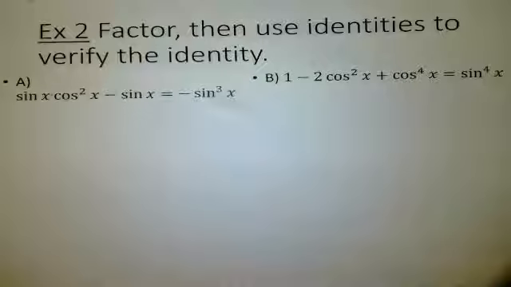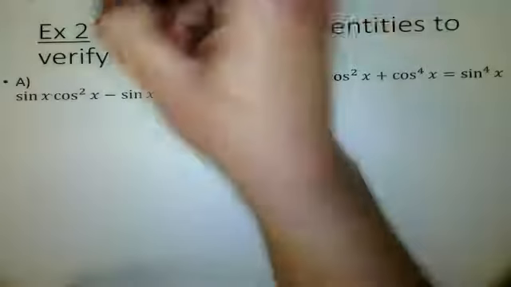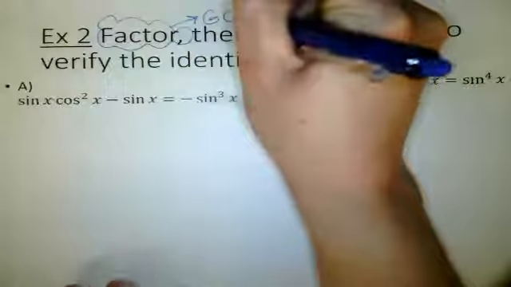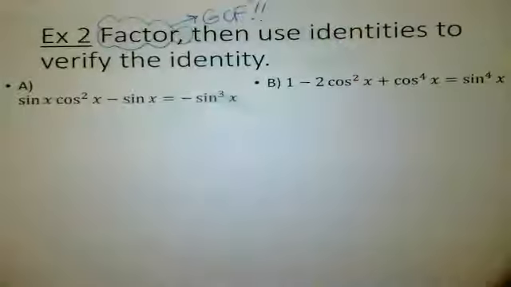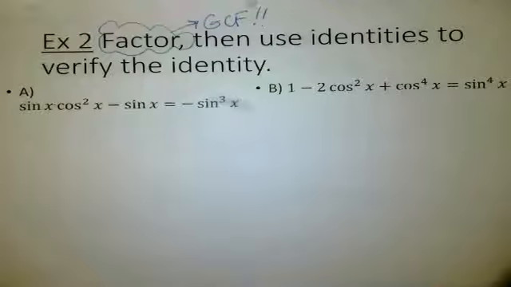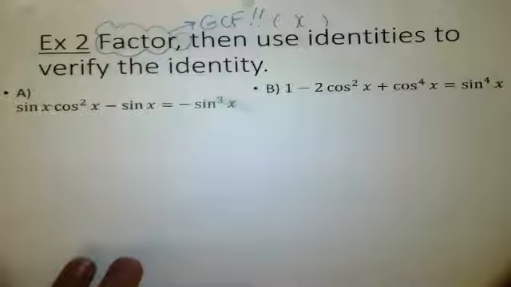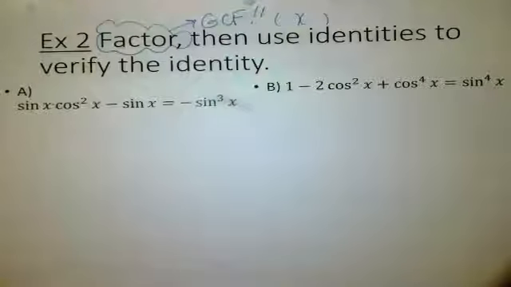So example 2, factor. We have lots of ways to factor. You need to remember that there's this thing called the greatest common factor. We always, always, always look for the GCF first. Really important. If there is no GCF, then perhaps we can double bubble. You can factor just like we could before.